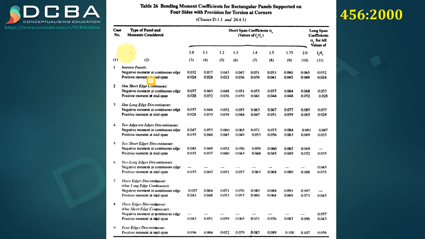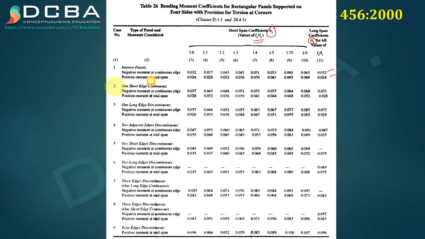Table 26 gives us alpha x and alpha y values. Now the first part of Table 26, which deals with these 9 cases, gives you alpha x and alpha y. Both of them depend on the Ly by Lx ratio. So these 1, 1.1, 1.2 are Ly by Lx ratios till it is 2. So this is for a two-way slab, right? And here for alpha y, it is a single value, it does not depend on the Ly by Lx ratio. But for alpha x, you will have to interpolate between them.